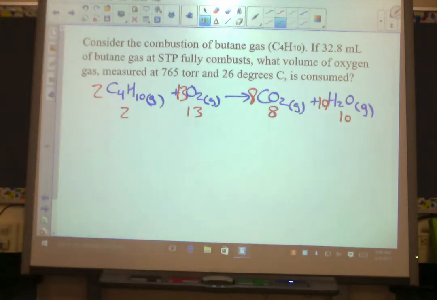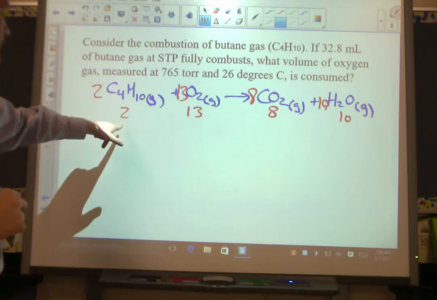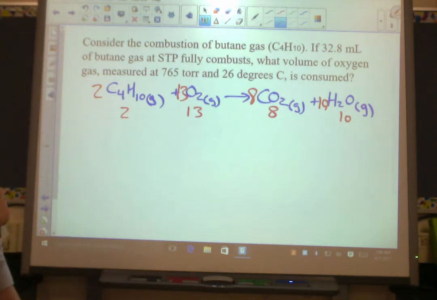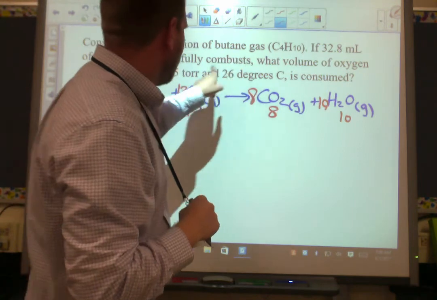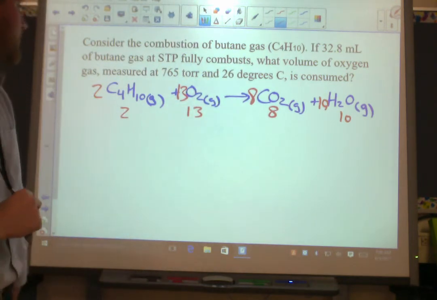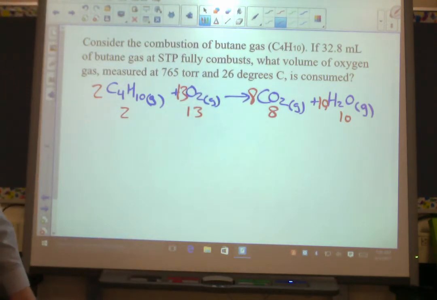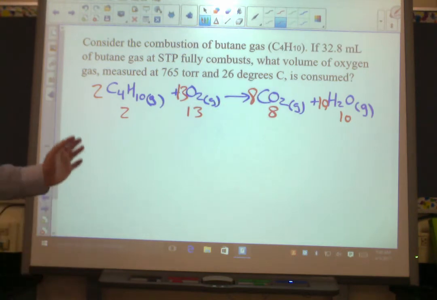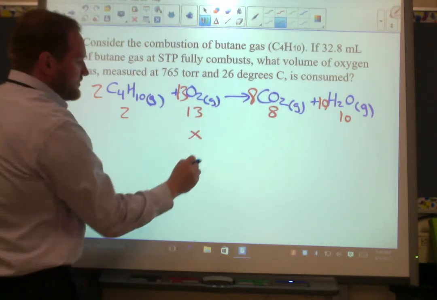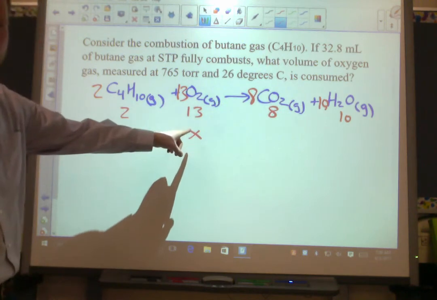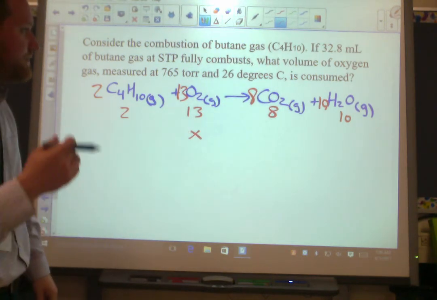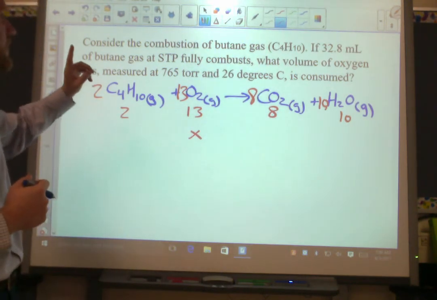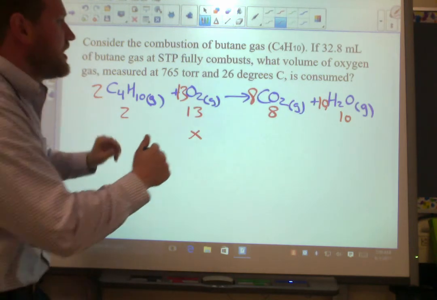Okay. If 32.8 milliliters of butane gas, which is here, at STP, fully combusts, what volume of oxygen gas, measured at 765 torr and 26 degrees Celsius, is consumed? So tricky problem because it gives us different conditions for the two reactants. Okay, so we're going to be figuring out X, which is my oxygen gas, not in moles, but in volume, liters. So we're starting with the butane gas because that's what it tells us.